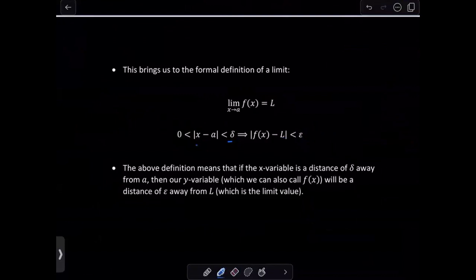If we are some positive distance away from the value that we want to approach, okay, that positive distance is delta. Then the distance between the current y value, we sub in this x value in, and our limit value is going to be less than some positive value, and we call that value epsilon. And that's what I have written out neatly here.